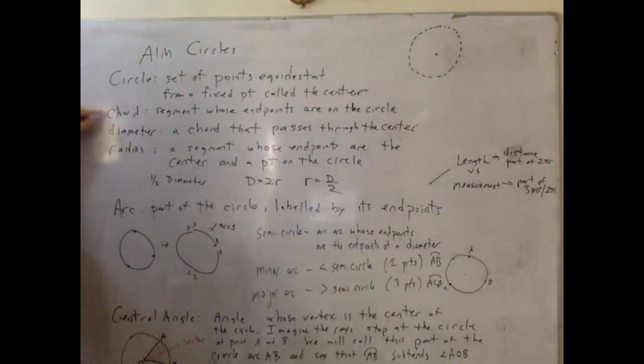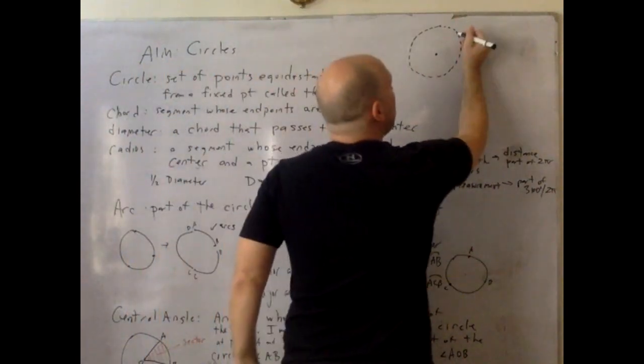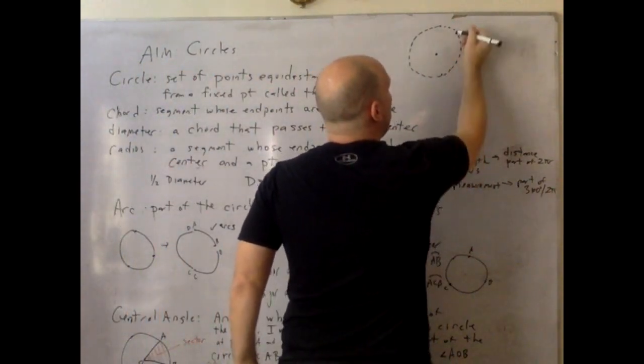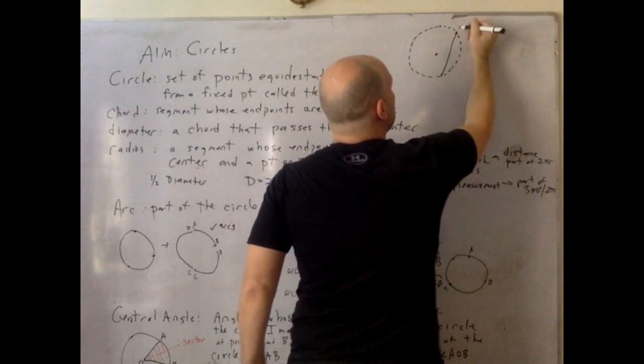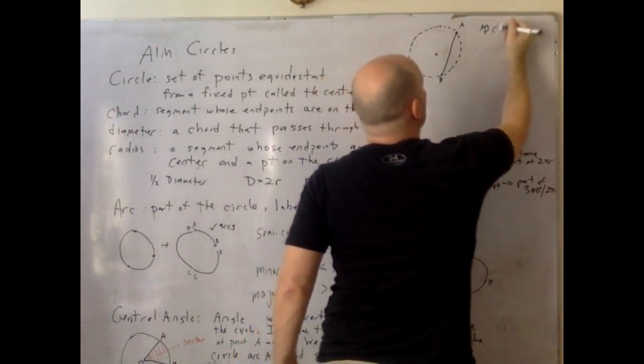Next thing is a chord. A chord is a segment whose endpoints are on the circle. So here's a point, here's a point. This is a chord. Let's call that AB. So AB is a chord.